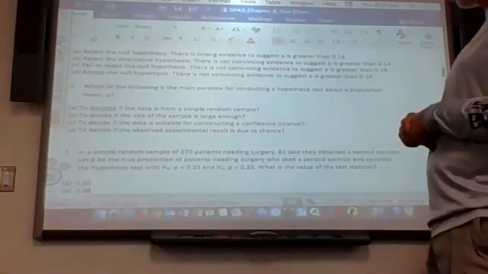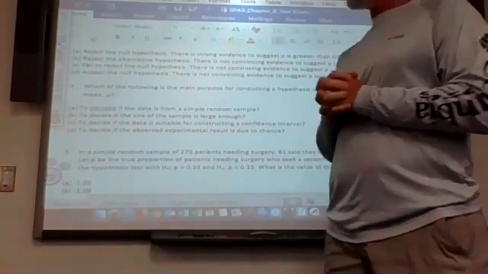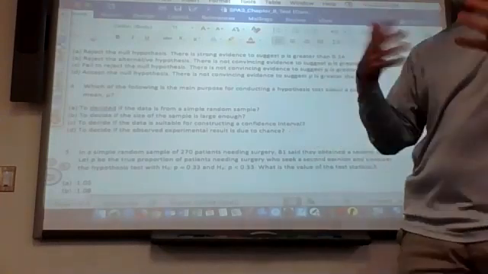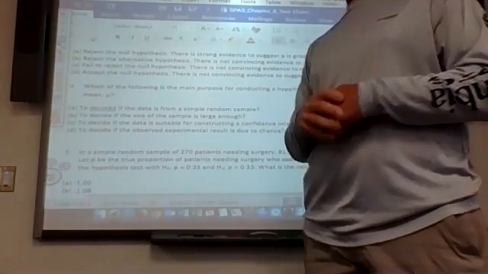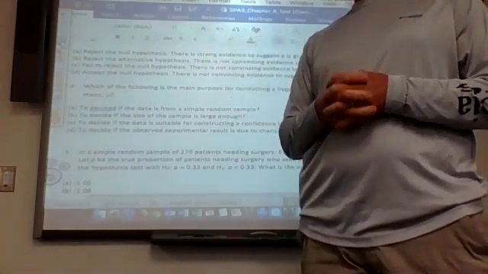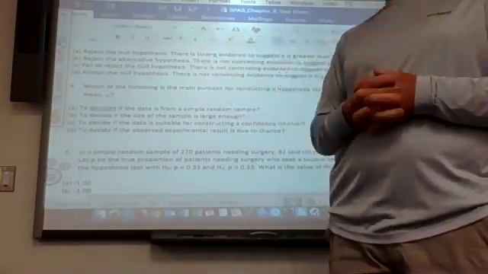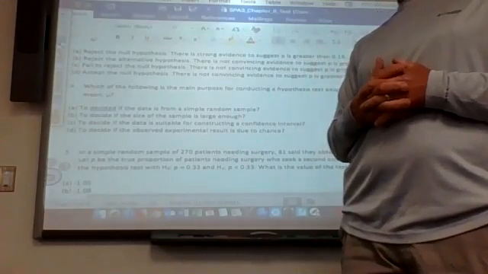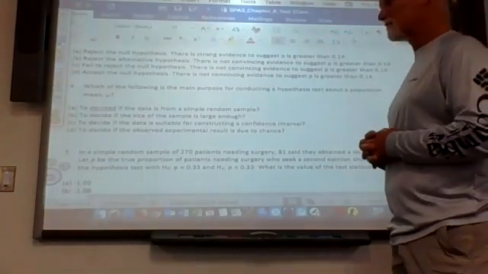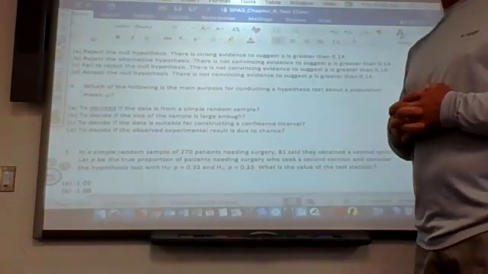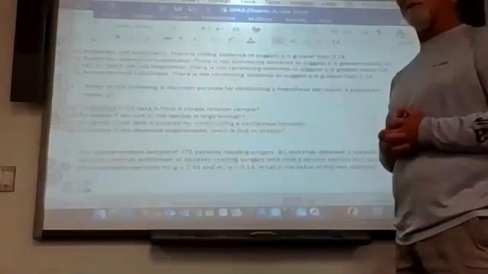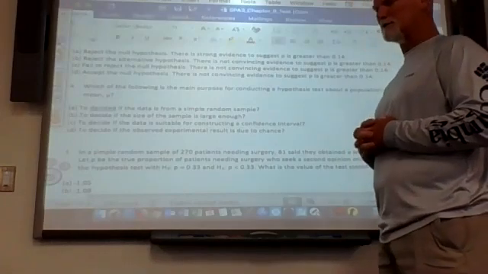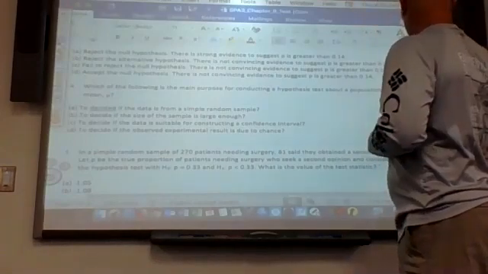What's the main purpose of conducting a hypothesis test? It's to decide whether the observed experiment is due to chance. Does it just happen based on, well, we would expect this outcome? Or is it something that we wouldn't expect under the circumstances? So it's really to see if this would just happen by chance. And if it wouldn't happen by chance, that's when we have convincing evidence that supports the alternative hypothesis.